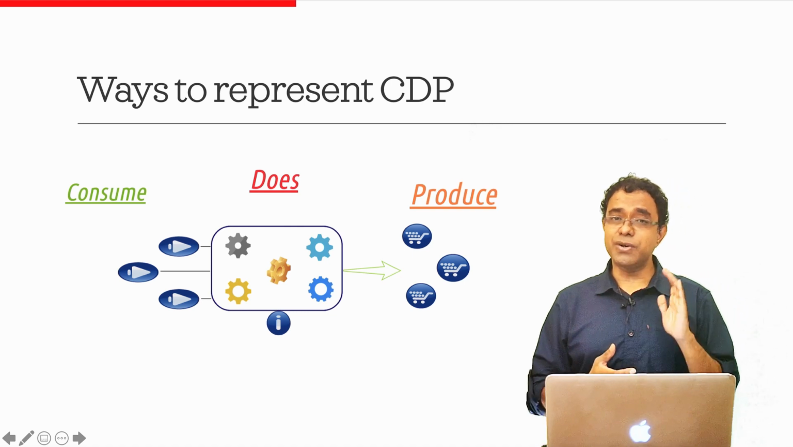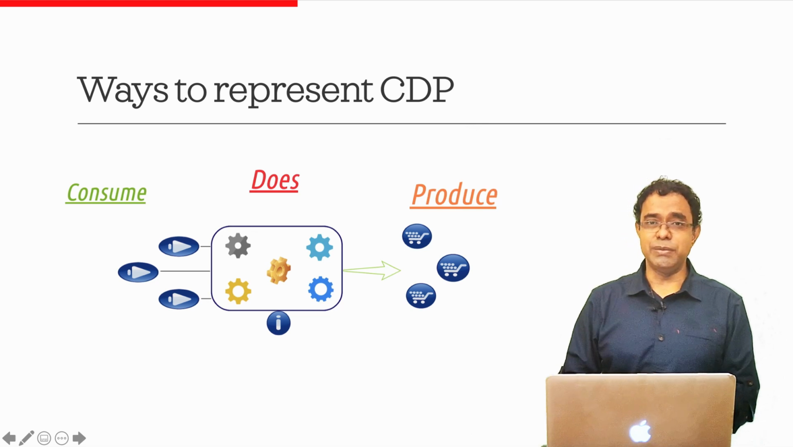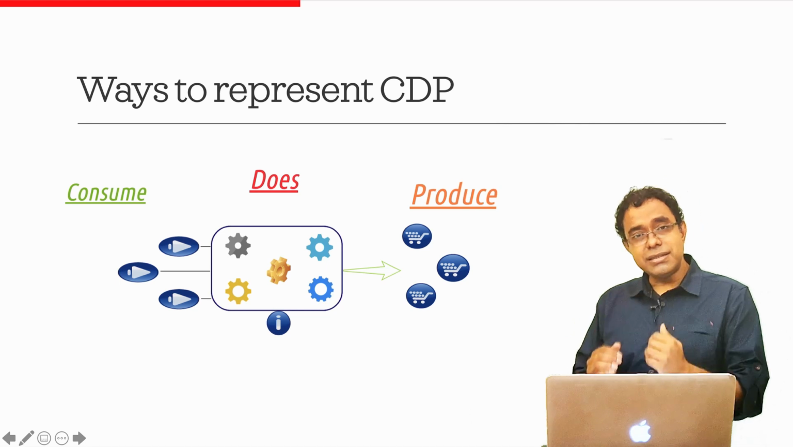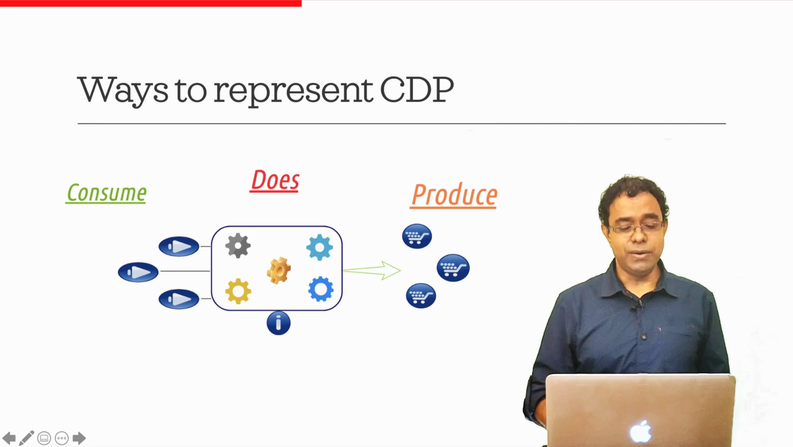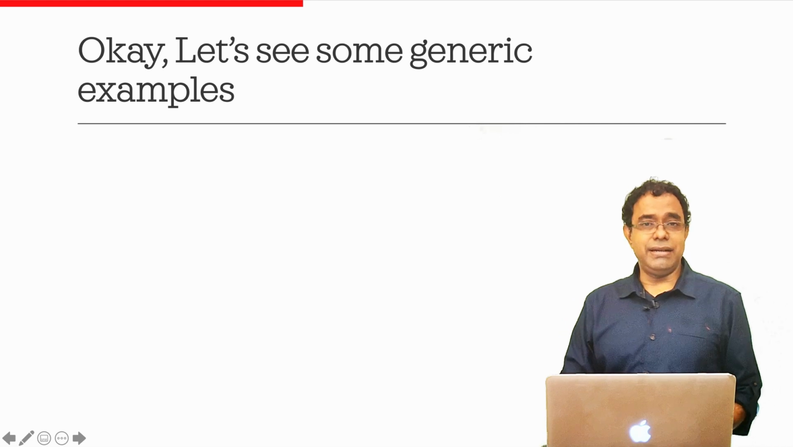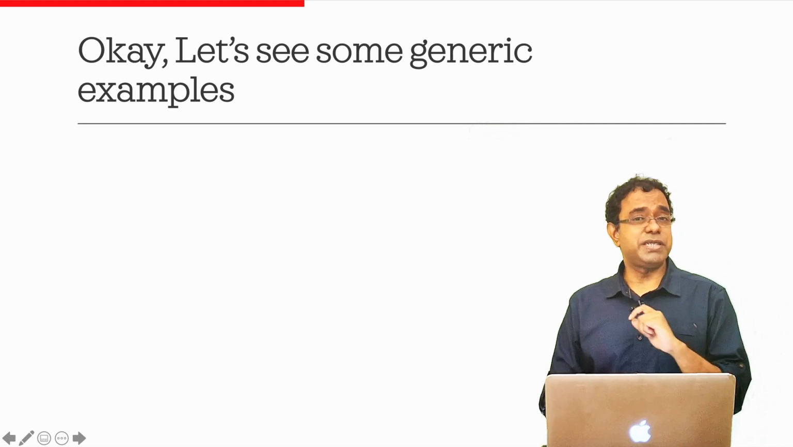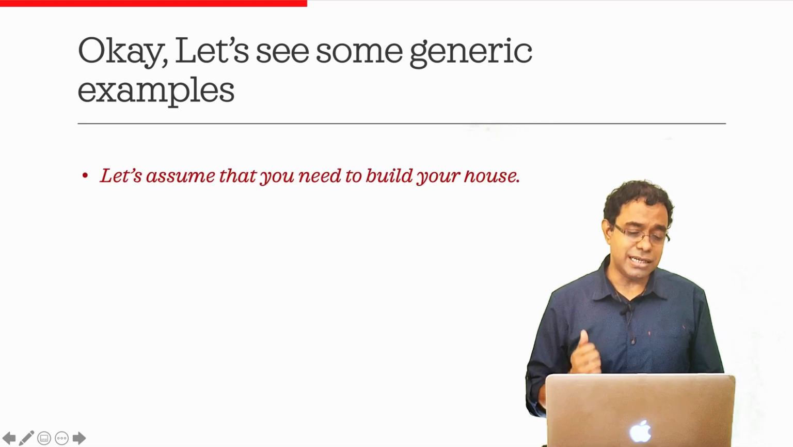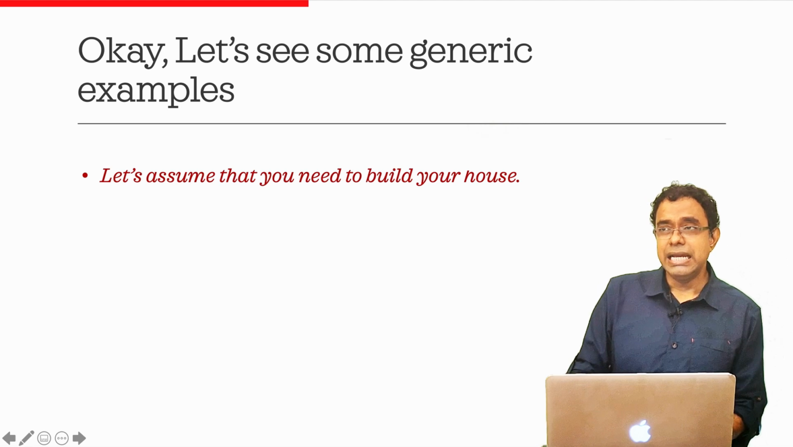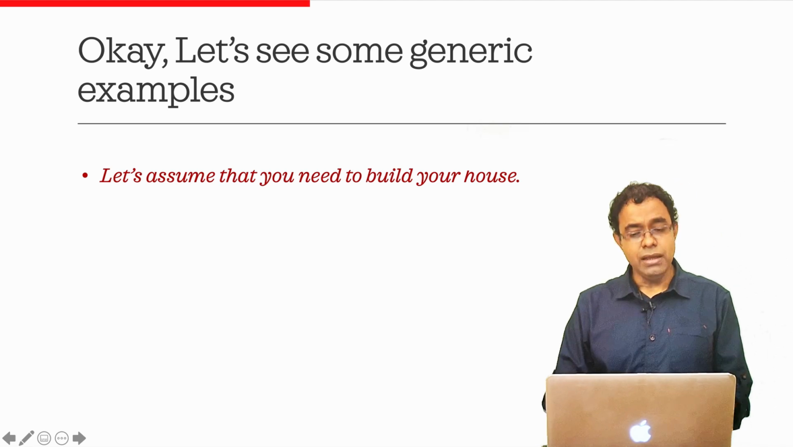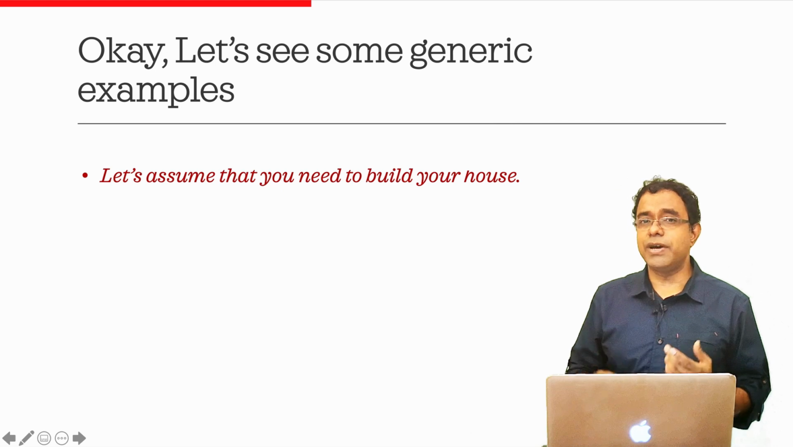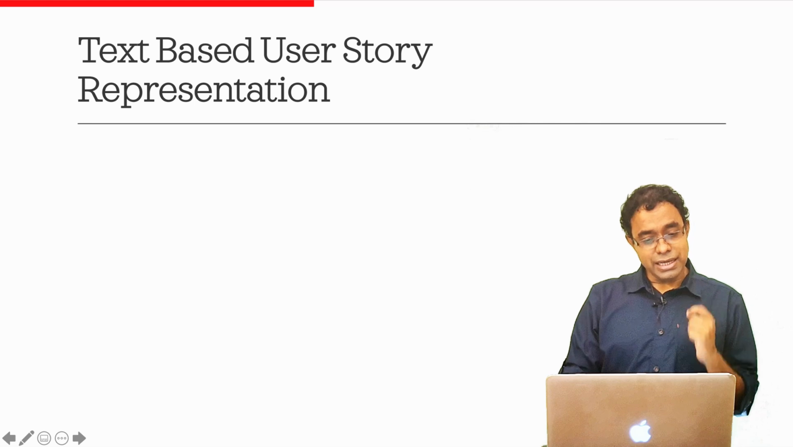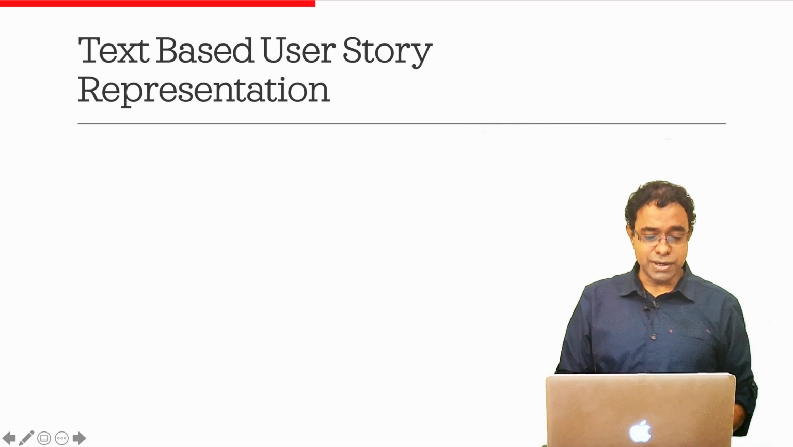Don't worry, we will talk about concrete examples in some time. So this is what you need to draw instead of writing a textual requirement. Let's see a generic example first, then we will look into some specific examples related to software. The generic example is, let's assume that you need to build your house and you need to write the requirement. Let's try to write this requirement both as a user story and in the CDP model. So here is how a text-based user story will look.